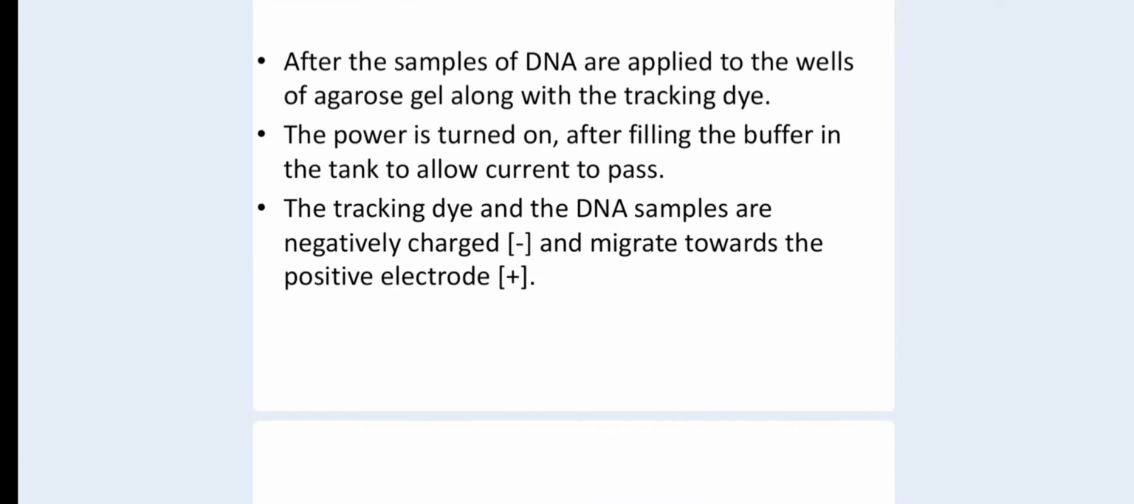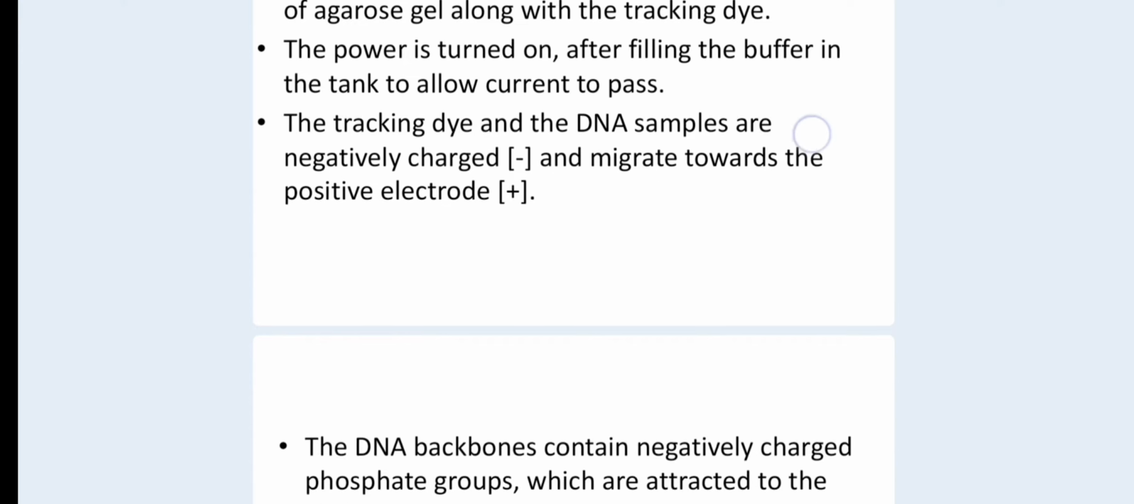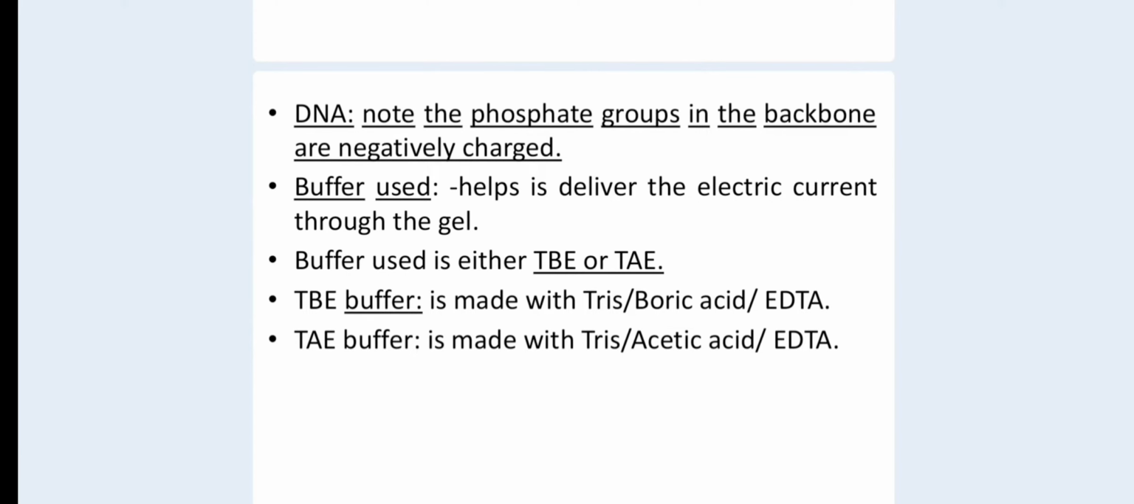After the DNA samples are applied to the wells of the agarose gel along with the tracking dye, the power is turned on after filling the buffer in the tank to allow current to pass. The tracking dye and DNA samples are negatively charged and they migrate towards the positive electrode. The commonly used buffers are either TBE or TAE buffer. The buffer helps in delivering the electric current through the gel. TBE buffer is made of Tris, boric acid and EDTA, and TAE is made with Tris, acetic acid and EDTA.